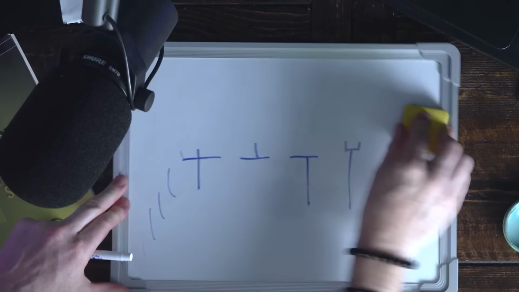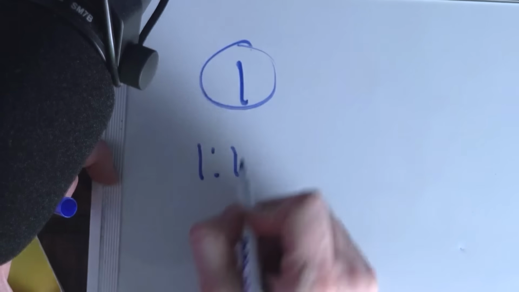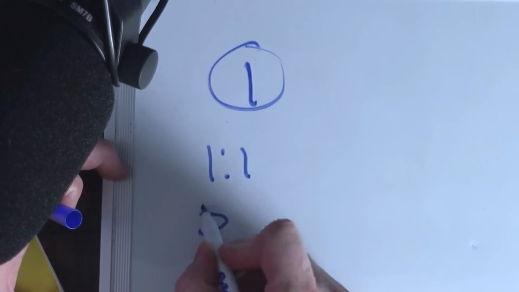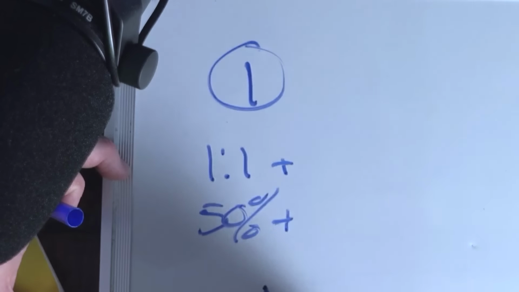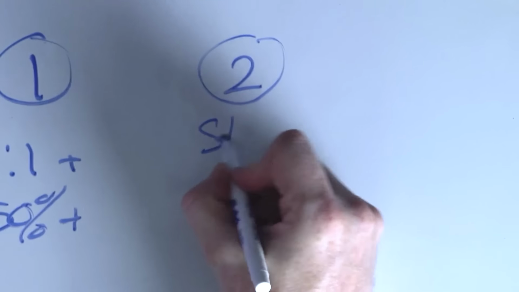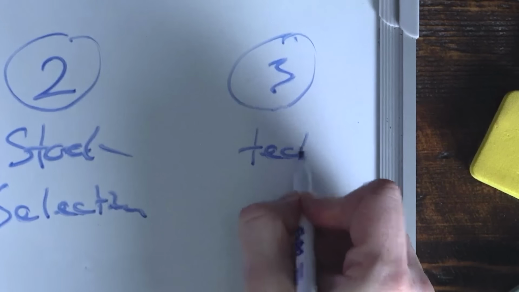So if you can understand, number one, that in trading, never risk more than you can stand to gain. That's step one. We want a 1-to-1 profit to loss ratio, and the minimum is 50% accuracy in order to break even. Anything above that is going to be positive. Number two, stock selection.